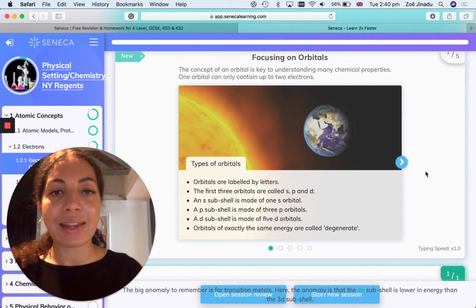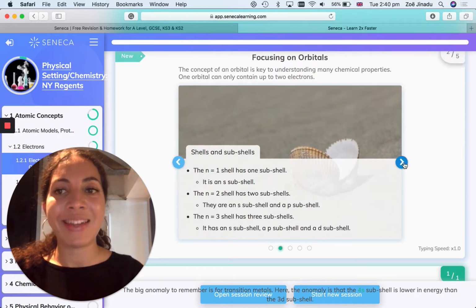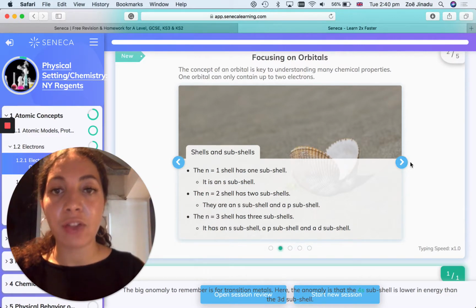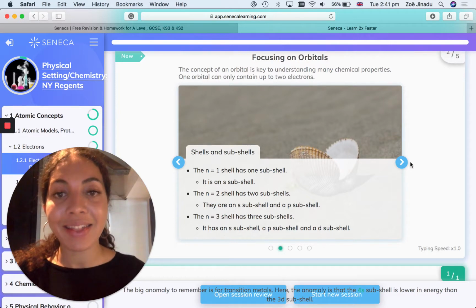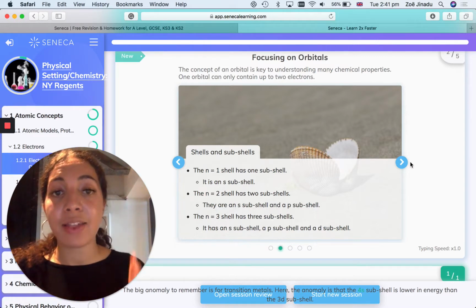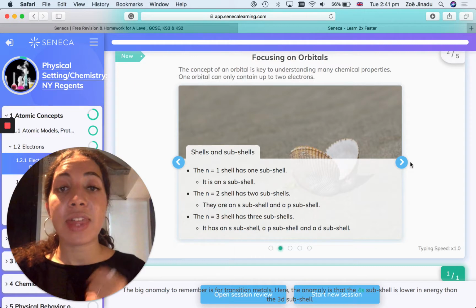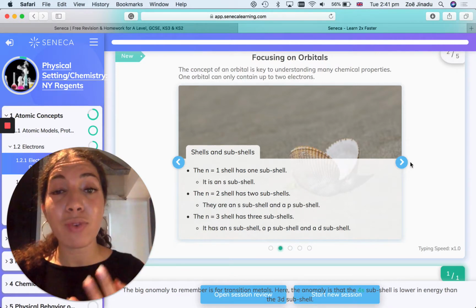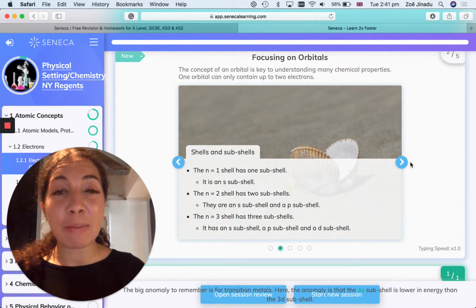Orbitals of exactly the same energy are called degenerate. You degenerate, you. Okay, so the n equals 1 shell has 1 subshell. It is an S subshell. The n equals 2 shell has 2 subshells. They are an S subshell and a P subshell. The n equals 3 shell has 3 subshells. It has an S subshell, a P subshell, and a D subshell.